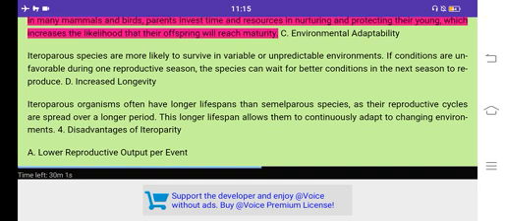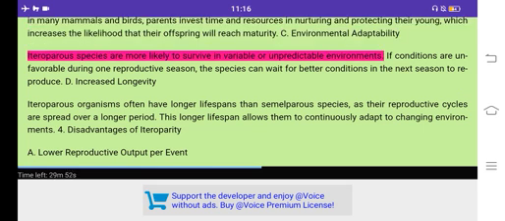For example, in many mammals and birds, parents invest time and resources in nurturing and protecting their young, which increases the likelihood that their offspring will reach maturity. C. Environmental adaptability. Iteroparous species are more likely to survive in variable or unpredictable environments.